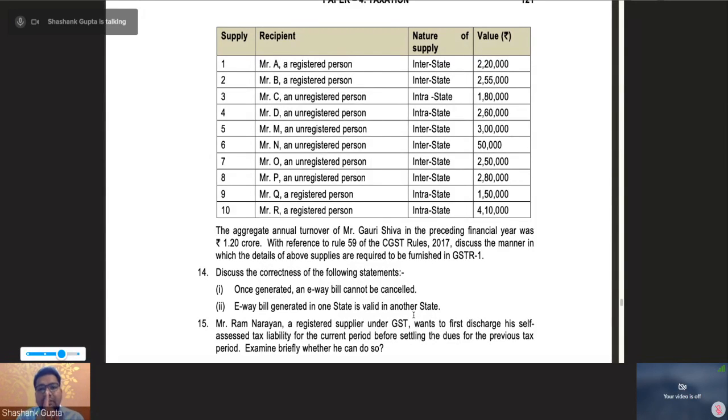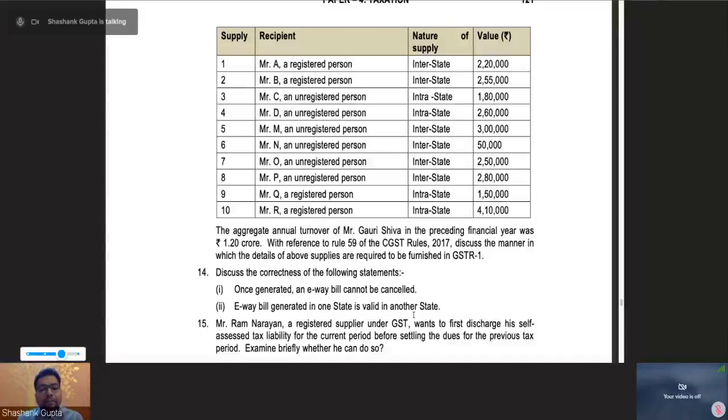But there is one restriction. If an e-way bill has been verified in transit, that is, it has been verified that okay, this e-way bill is actually being used for movement, then it cannot be cancelled. So suppose I generate the e-way bill now at 8 o'clock, 9 o'clock it is verified in transit, then the 24-hour clause will not be applicable, and the 24-hour clause is applicable provided the e-way bill has not been verified in transit.